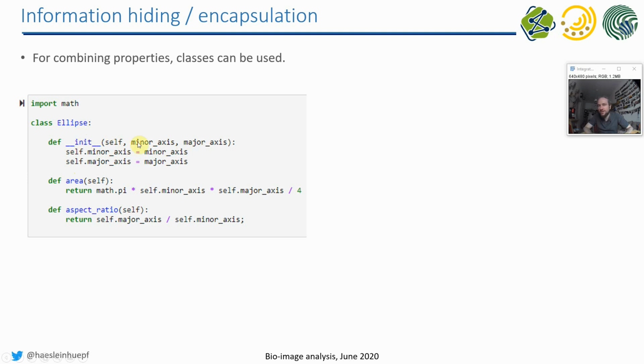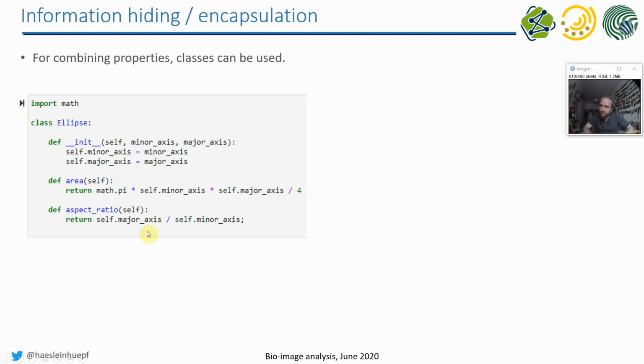And when we initialize a new ellipse with a minor axis and a major axis, it's nothing else than storing these two values, minor axis and major axis, in the self object. So self.minor and self.major become minor and major. We just initialize a self, an ellipse, with these two numbers. And then afterwards, when we call, for example, area on the ellipse class, it only takes the self and can compute the area and the aspect ratio from self.minor and self.major.